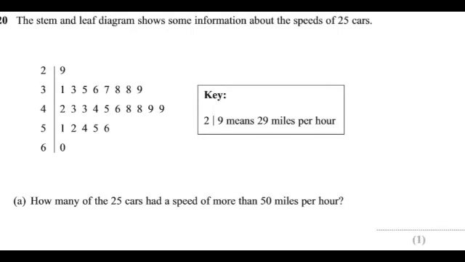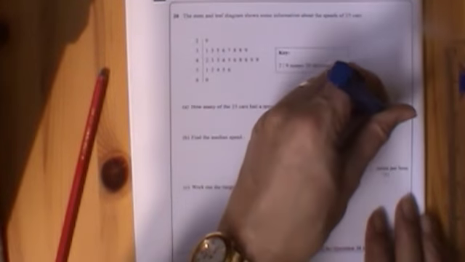So how many of the 25 cars had a speed of more than 50 miles per hour? So we mustn't count the 50s, only speeds more than 50. So we've got a 51 here. So there's 1, 2, 3, 4, 5, 6 cars with a speed of more than 50 miles per hour.